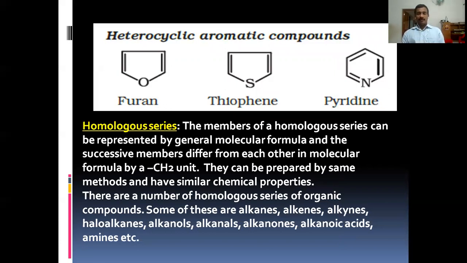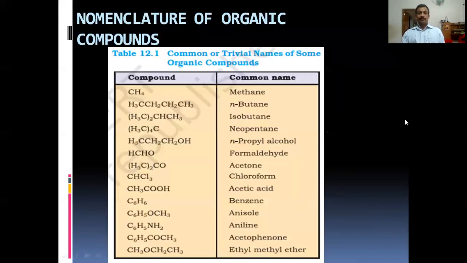That is a homologous series. There are a number of homologous series of organic compounds. Some of these are alkanes, alkenes, alkynes, haloalkanes, alkanols, alkanals, alkanones, alkanoic acids, amines, etc. We'll see in detail about all these functional groups. Their nomenclature and such details we will discuss. You may have some idea also.